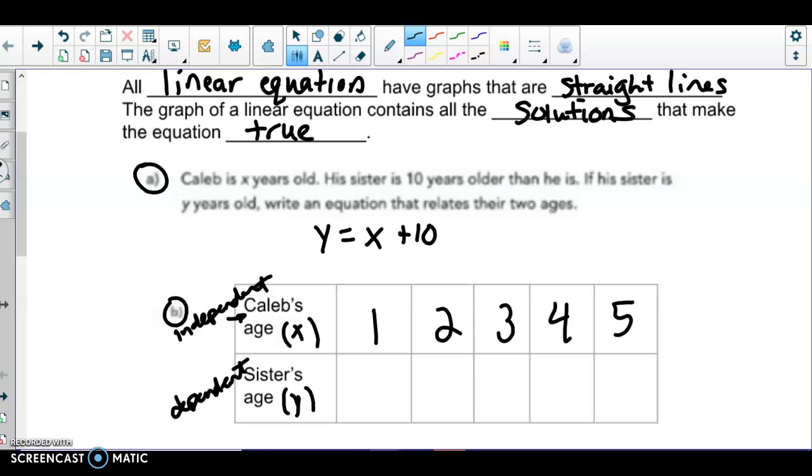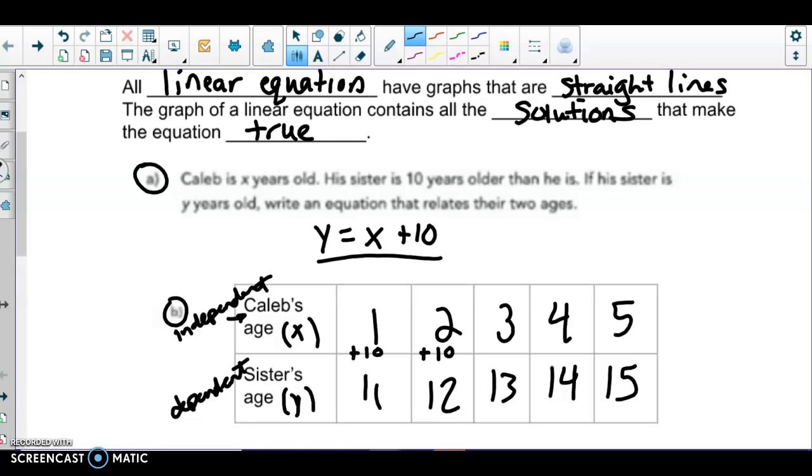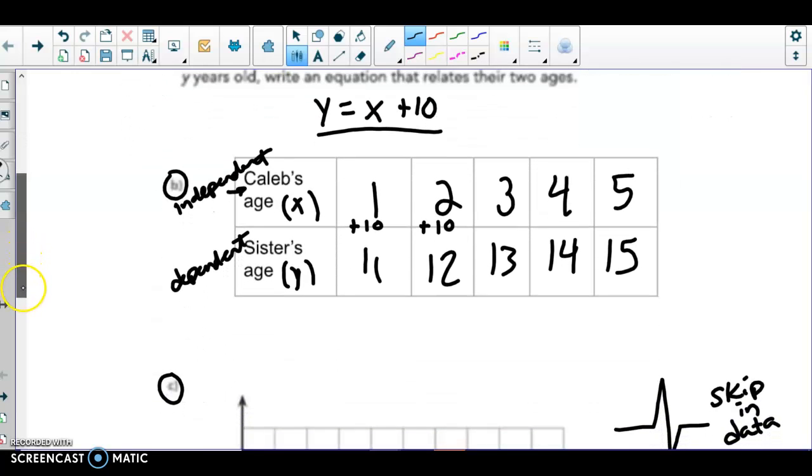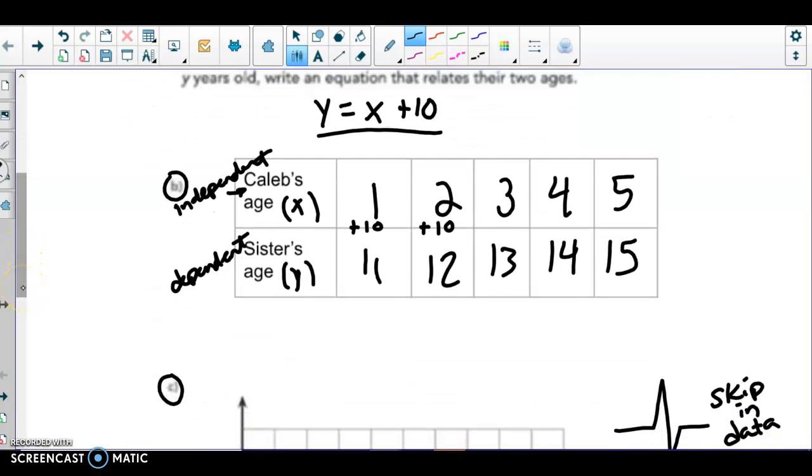All right, x plus 10. So 1 plus 10 is 11. 2 plus 10 is 12. All I'm doing is plugging in for that equation. I'm going to put 3 in for x. 3 plus 10 is 13. 4 plus 10 is 14. 5 plus 10 is 15. Now I'm done with part B, and I'm going to put that into the graph in just a minute.